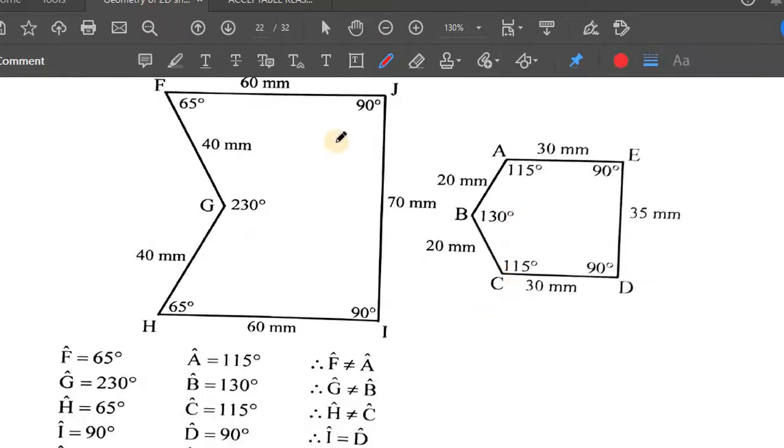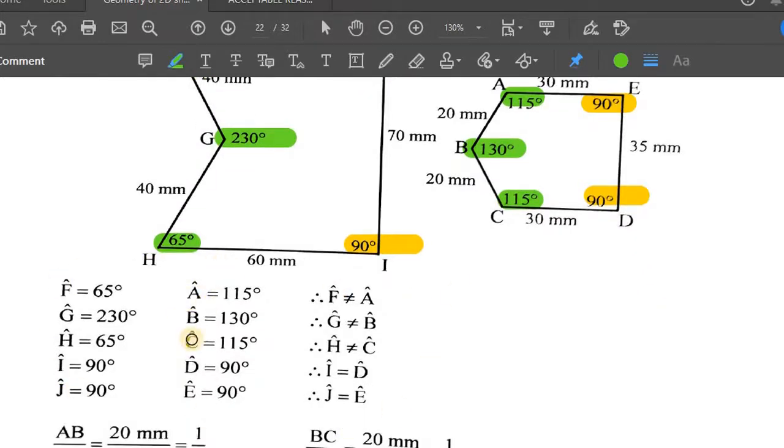Then let's look at our angles. 65, 115, no. Yes, we got a 90. Let me get my highlighter. Yes, we got a 90 here, 90. We got a 90, we got a 90. But when it comes here, this is not working out, right? Alright, there we got a different highlighted color. This 65 is not equal to this 115. This 230 is not equal, right? That is what they're telling you, a long story, right?